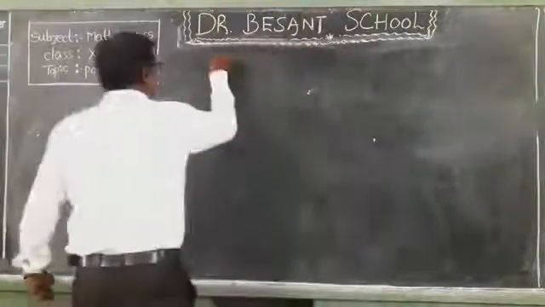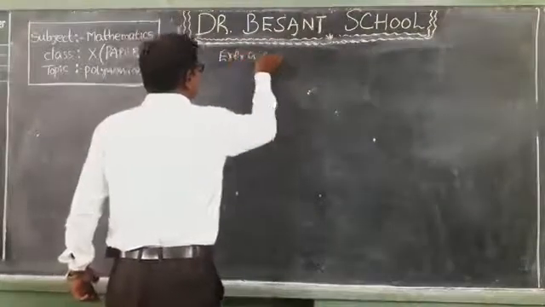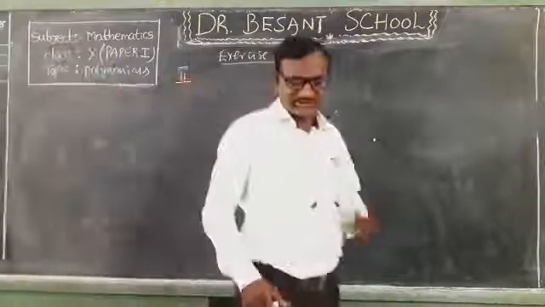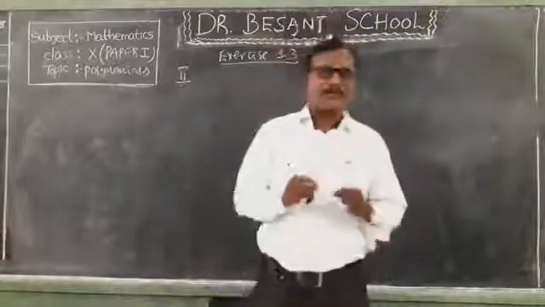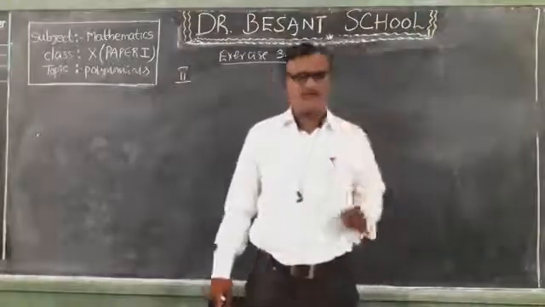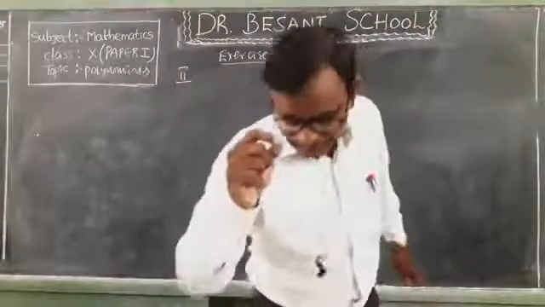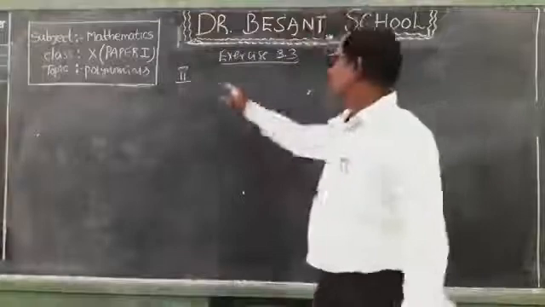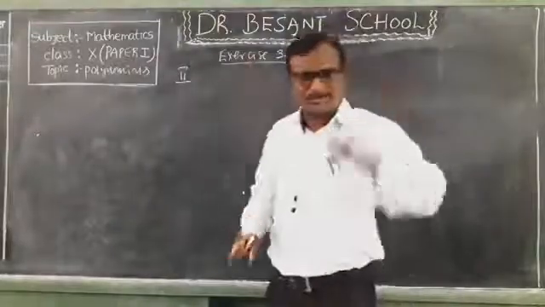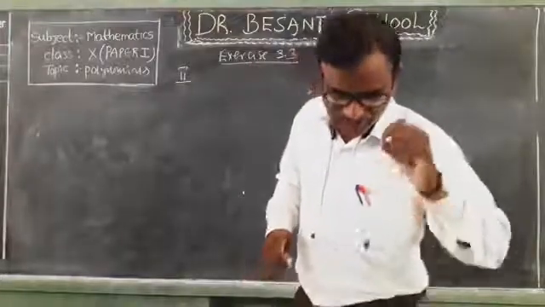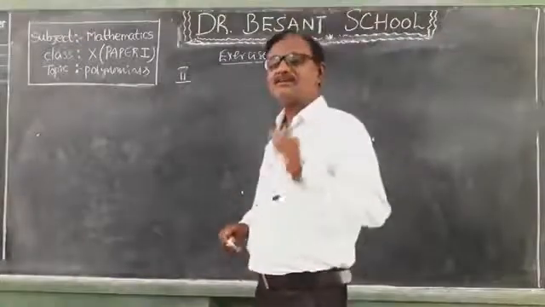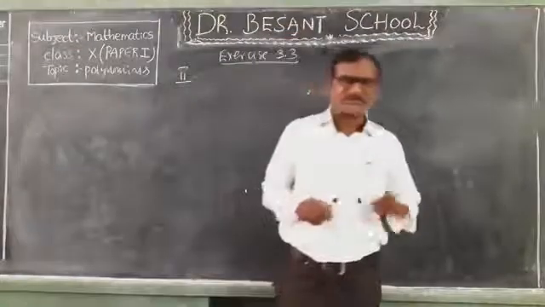Now see, from exercise 3.3, I am going to explain you second Roman. So children, I am requesting you, please open your mathematics textbook, page number 67. Okay children? Now keep the textbook in front of you. I will read this second Roman from exercise 3.3. Find the quadratic polynomial in each case, when the given numbers are the sum and product of the zeros respectively.